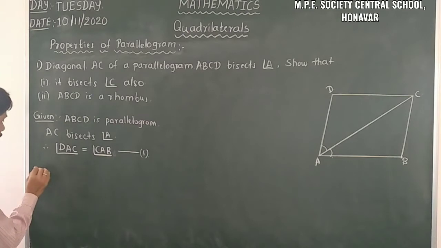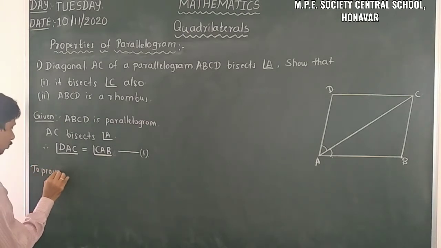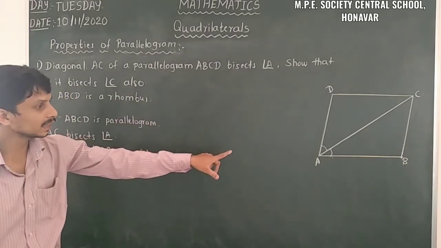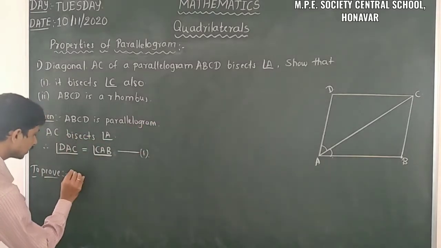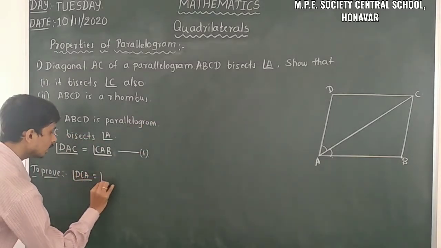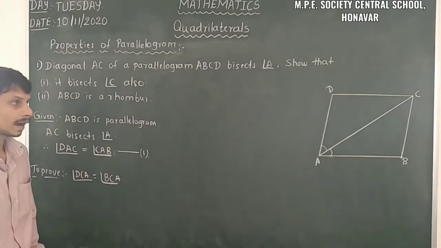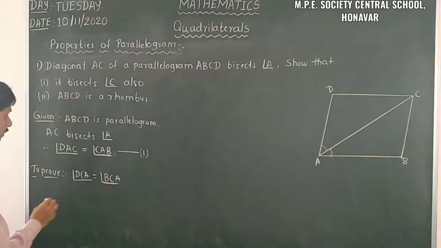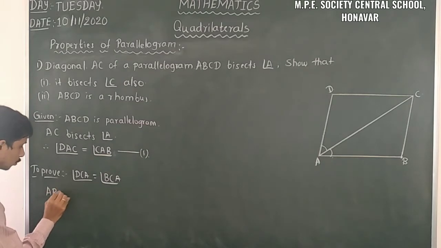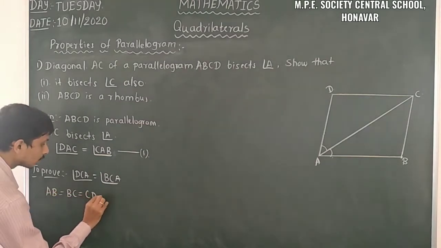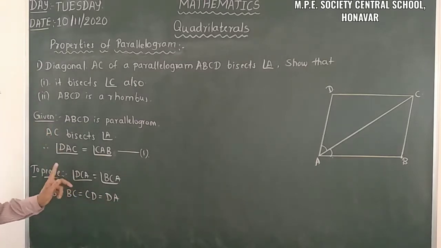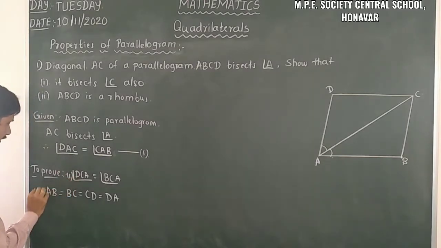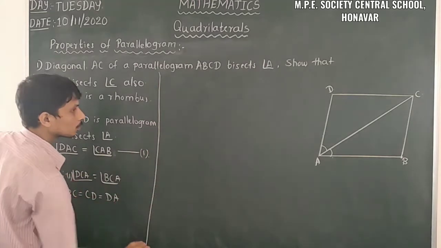And what do we have to prove here? It bisects angle C also, which means we have to prove angle DCA is equal to angle BCA. And the second one, ABCD is a rhombus, means we have to prove that all the sides are equal, that is AB is equal to BC is equal to CD is equal to DA. So let's take this as the first one and this as the second one. Then we have to prove these.